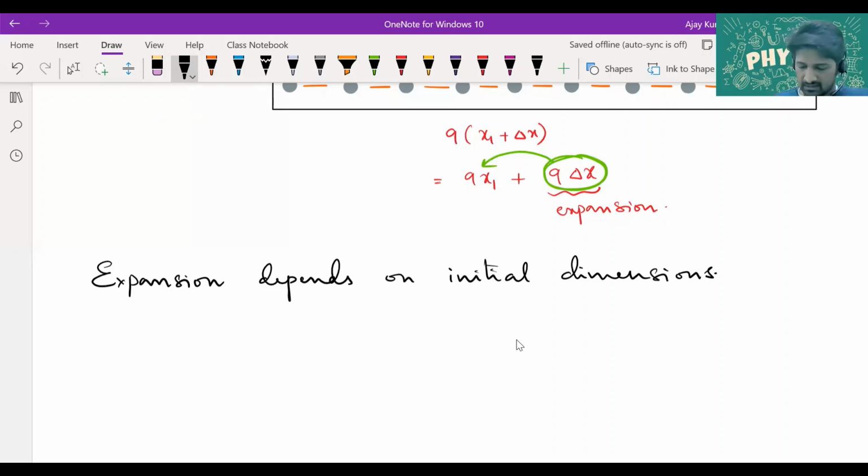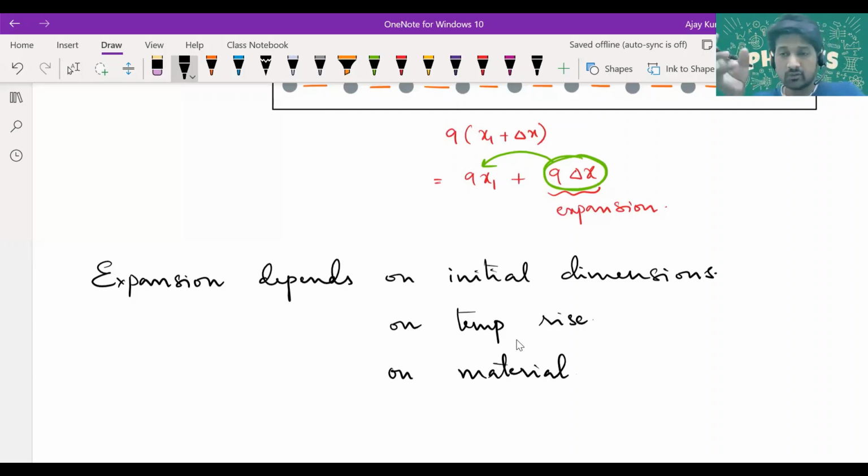Of course, another factor on which expansion depends is the temperature rise. If you raise the temperature only a little bit, only a little bit of expansion will happen. If you raise the temperature more, more expansion will happen. Obviously, it should depend on that. And another factor on which it depends is the material as well.